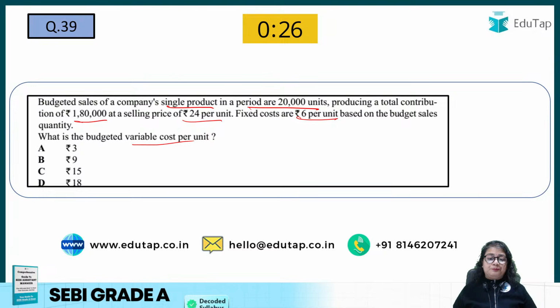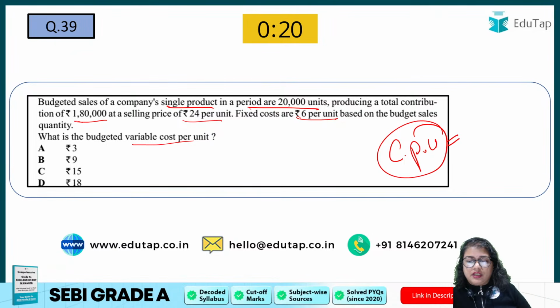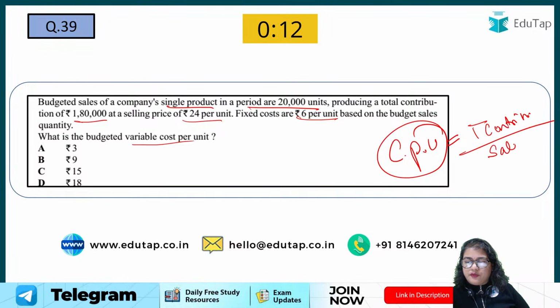So can I calculate the contribution per unit? Because we have been given the total contribution. Total contribution is given to us, and also the sales, the number of units, is given to you. So can I calculate the contribution per unit?